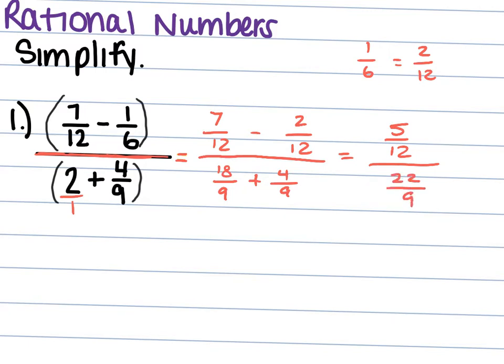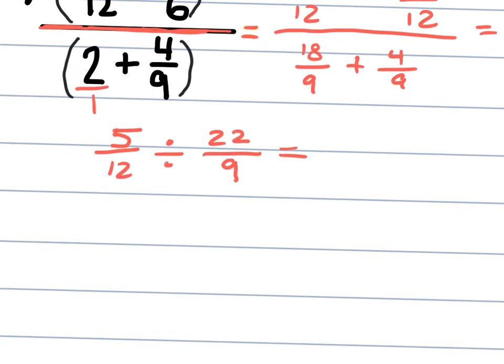What do you think I'm going to do at this point? I'm going to divide, but let's write that out because it's a little bit easier to see. 5/12 divided by 22/9. Usually if I write it this way, people go, oh, I know what I'm supposed to do now. Keep, change, flip. Exactly. Keep the first one the same. Don't mess with it. 5/12. Change this to multiplication and flip this.